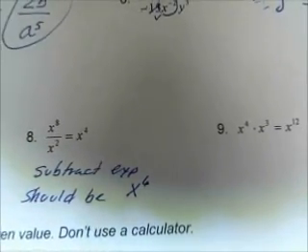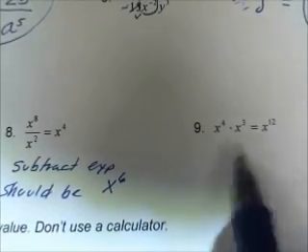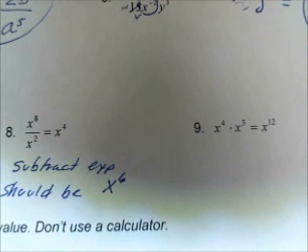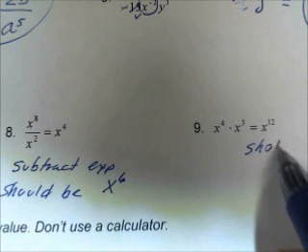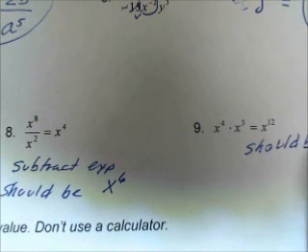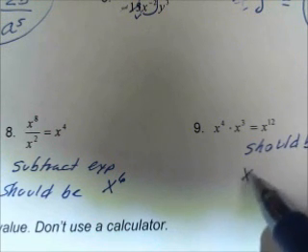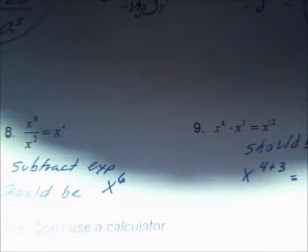And number 9, x to the 4th times x to the 3rd should be x to the 4 plus 3, which is x to the 7th.